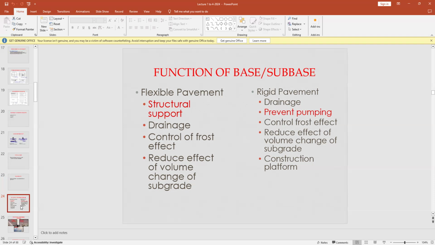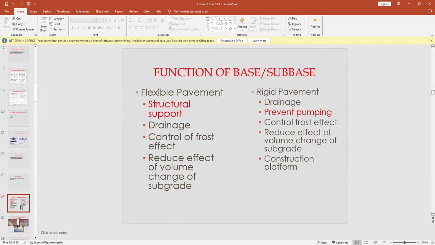Then there is a reduced effect of volume change. Since you have very good open graded aggregates, volume change is not very important in the case of flexible pavement.